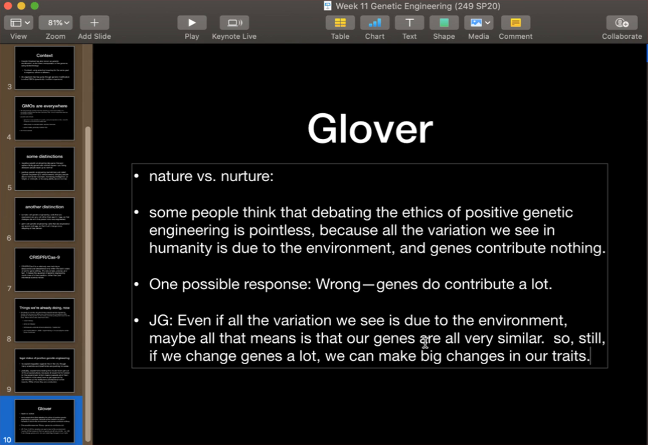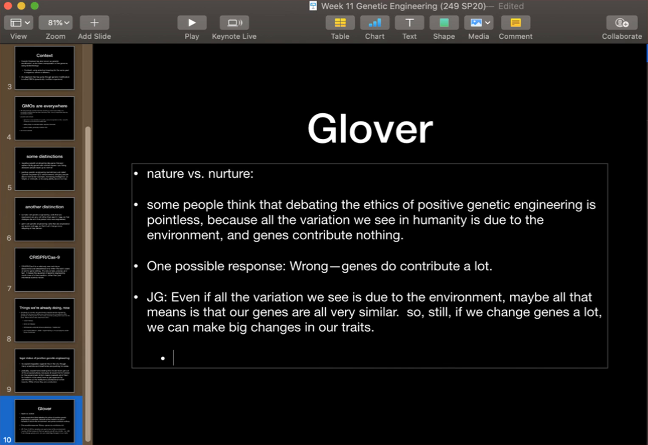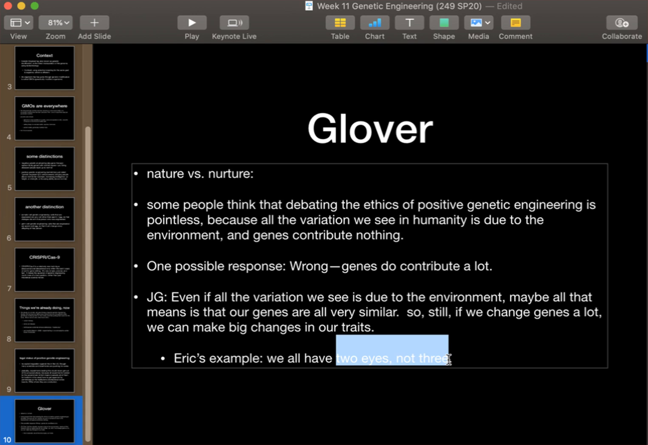For example, this is my example, not something Glover said: we all have two eyes, not three, and this is something that is genetic. All of our genes for how many eyes we have are basically the same. But if we ever got the science good enough, and this is very much a science fiction example that will never happen in the near future, hypothetically, if we knew enough about our own genome, we could manipulate it and give ourselves a third eye. Wouldn't that be cool?